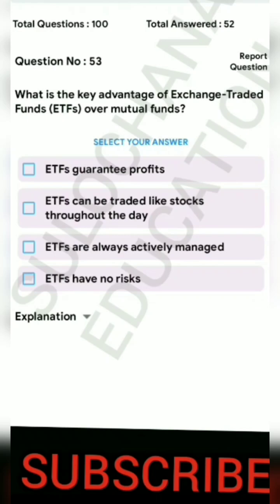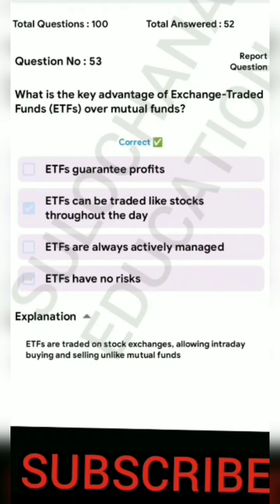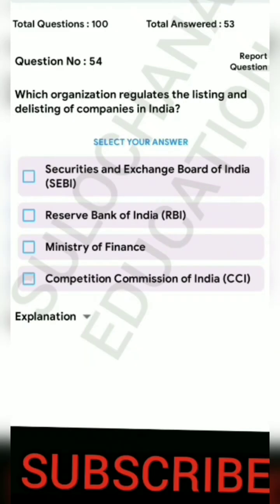What is the key advantage of exchange traded funds over mutual funds? Options are A, ETFs guarantee profits, B, ETFs can be traded like stocks throughout the day, C, ETFs are always actively managed, D, ETFs have no risk. And the correct answer is option B.